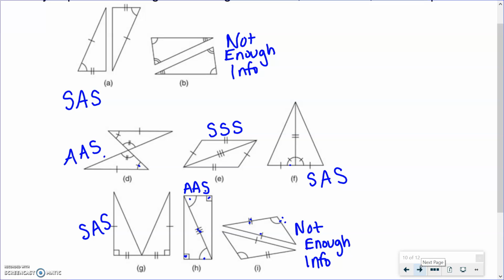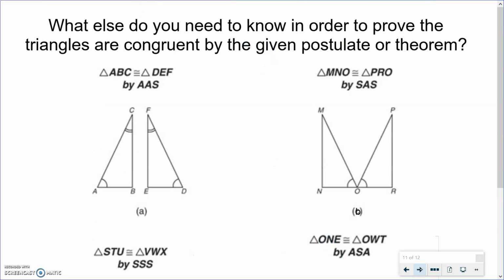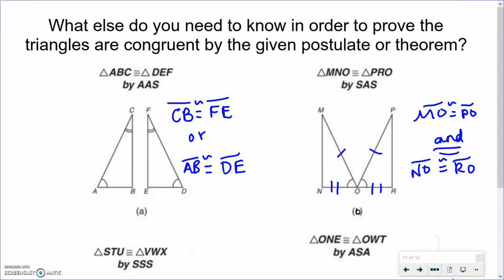Okay, I'm going to give you one more opportunity to practice here. I would like you to look at these and decide what else you would need to know to prove using these different types of congruence. Okay, so pause, and I'm going to put the answers up in about 5 seconds. Okay, so these are the answers here.